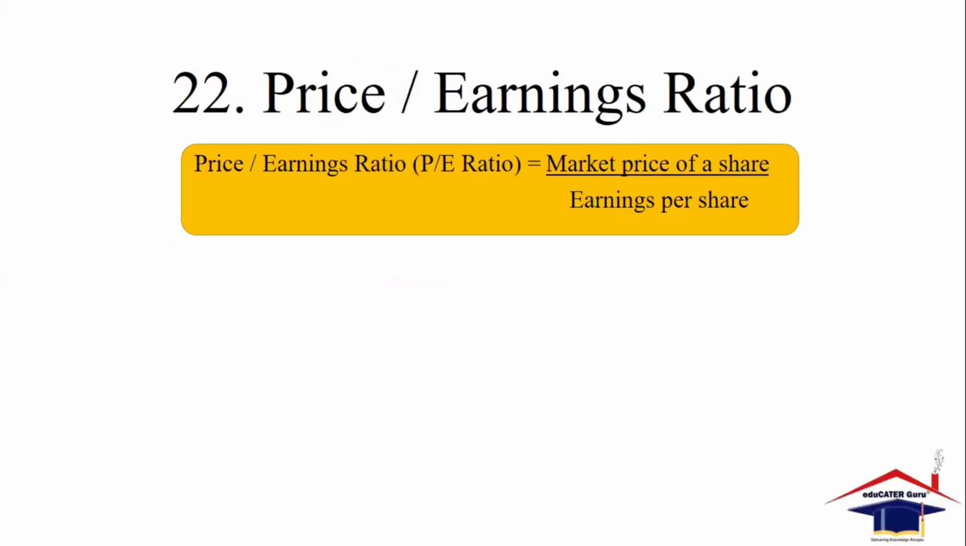Next, price earning ratio, which is nothing but the PE ratio. Market price of a share divided by earnings per share. In the previous slide, you have seen the earnings per share formula, that whatever you get as EPS, you have to consider here. So market price of a share divided by earnings per share, you will get the PE ratio, which is nothing but the price earning ratio.